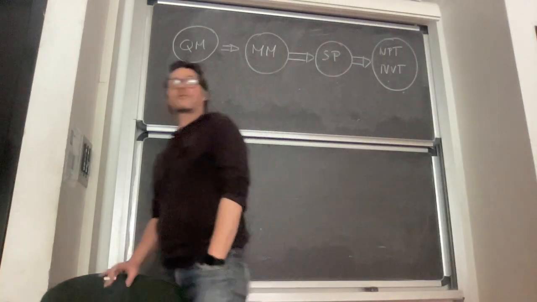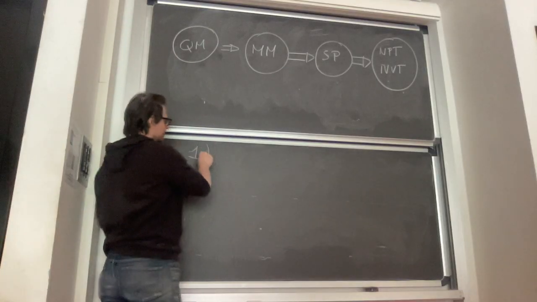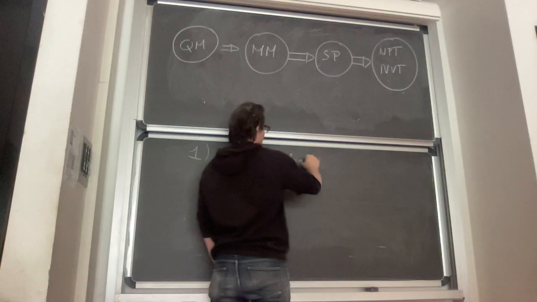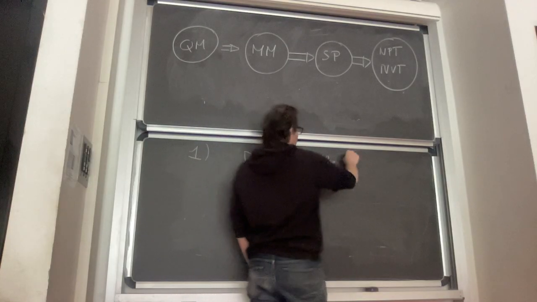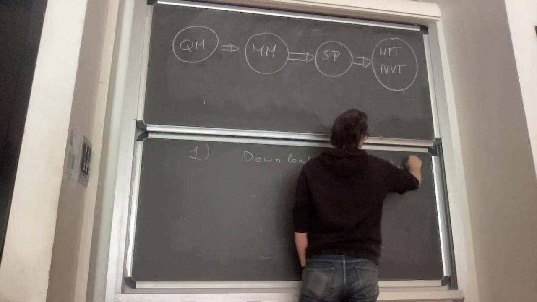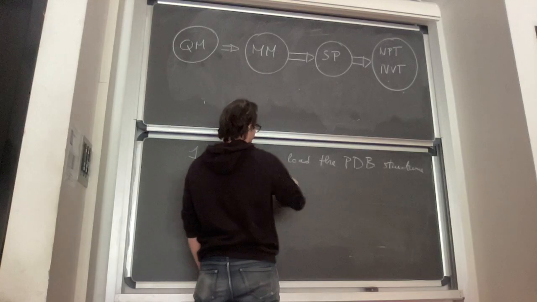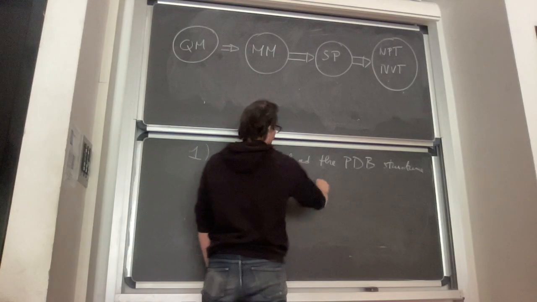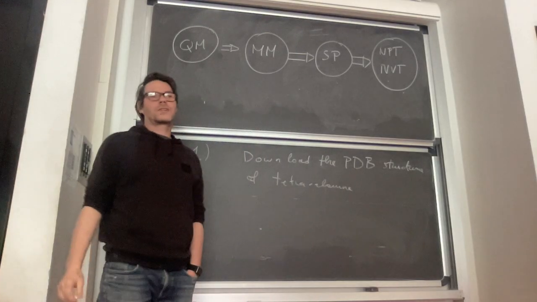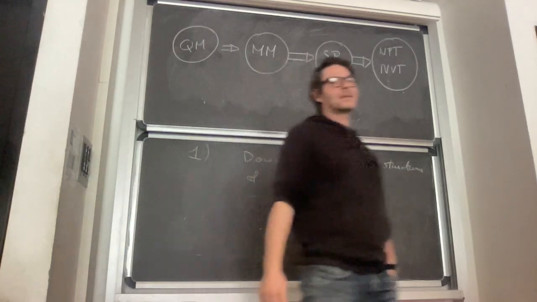So what do I want you to do? I list a set of tasks. One, download the PDB structure of tetraalanine. What is tetraalanine? It is a 4-residue polypeptide made of alanine only.